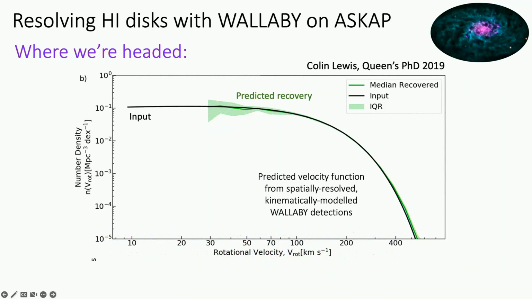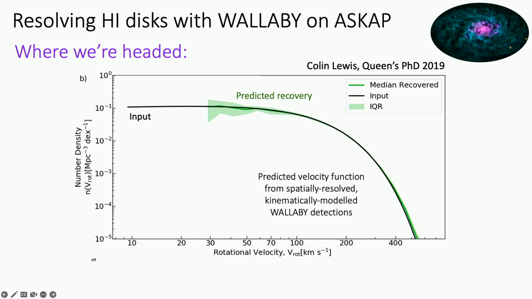Here's where we're headed. What we'd really like to do is start to do population statistics with these resolved galaxies. Colin Lewis, who was a PhD student here a couple of years ago, made a prediction for how well Wallaby could recover the velocity function of nearby galaxies just by using the spatially resolved subset of the galaxies that Wallaby was going to detect. The advantage there is that you can measure the distribution of gas inside that system, and therefore know that you're looking at a reasonably well-rotating disk, and you can measure how far out it extends from the galaxy center.